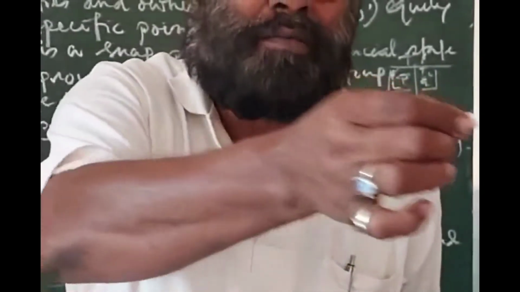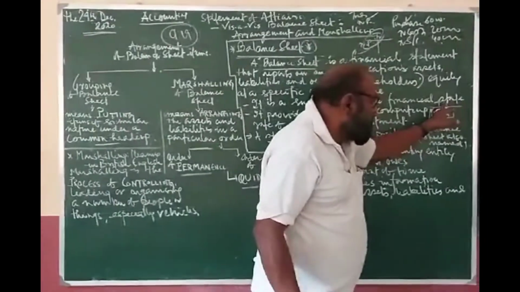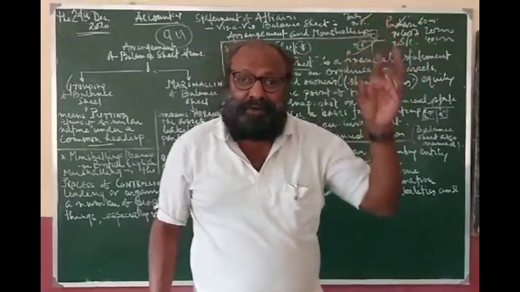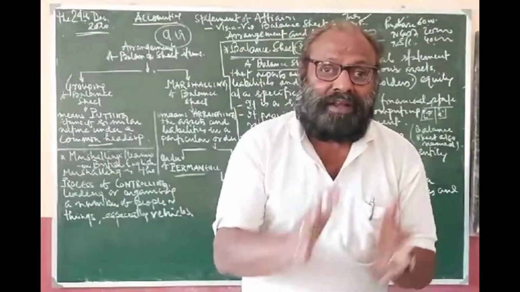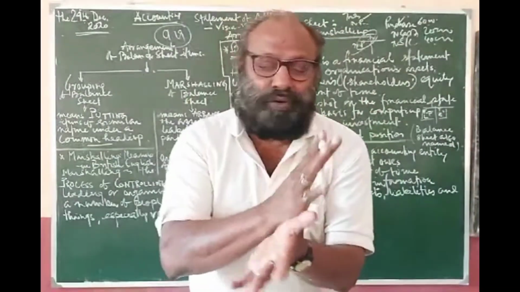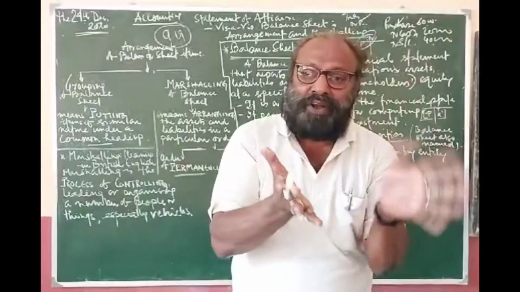That is the passing of closing entries. That means we transfer all the revenue items to the trading and profit and loss account. Now some accounts are left, those which have not yet been considered.